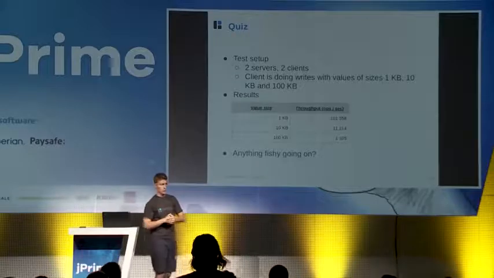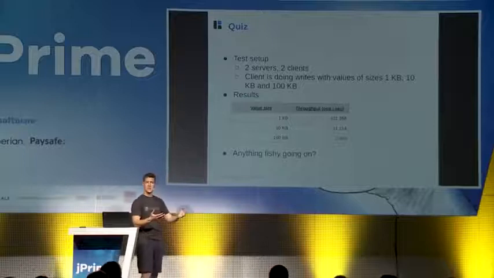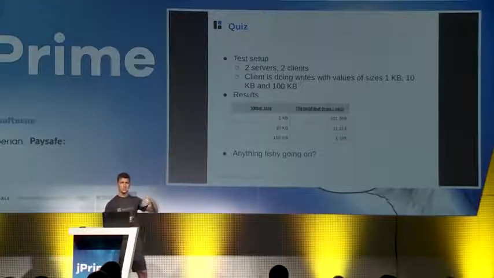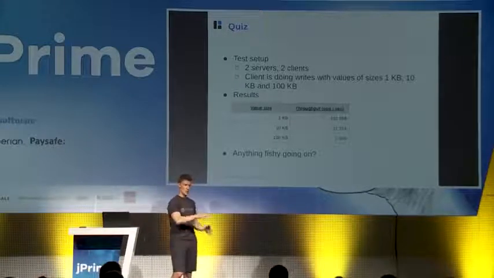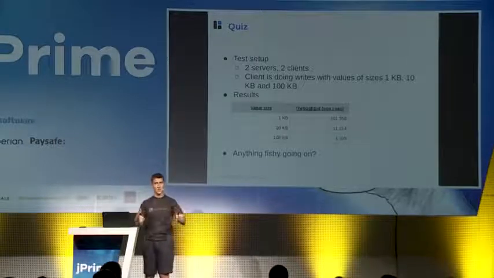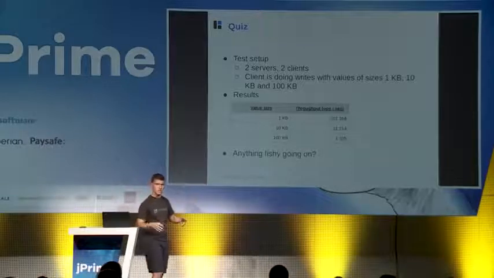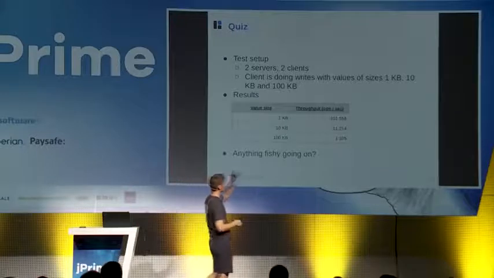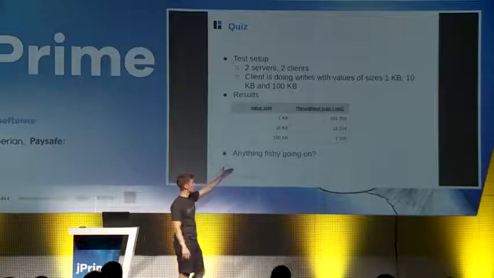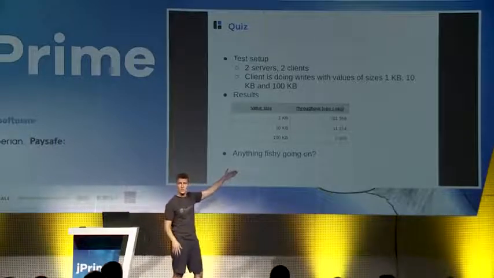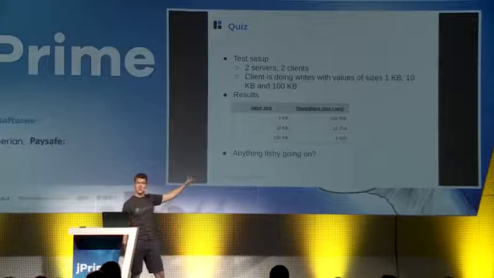We have 2 servers, 2 clients, all on separate machines, and the client is sending values, like a put request via REST or via our protocol, with different value sizes. These are 3 scenarios: 1 kilobyte, 10 kilobyte, and 100 kilobyte values. We measure it, okay, perfect, and we get the throughput results. For 1 kilobyte we had approximately 100,000 operations. For 10 kilobyte we had 10,000, 11,000 operations, and for 100 kilobyte values we get like 1,000 and something.